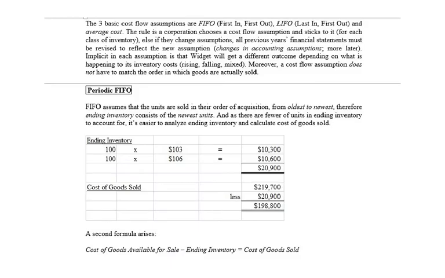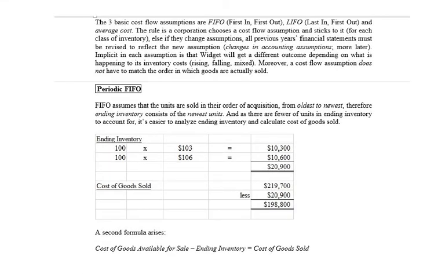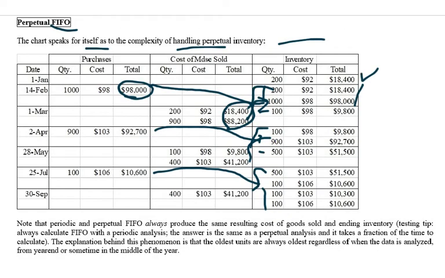There it is. Okay, got to put it up when I was setting this up. So again, the periodic analysis, whoops, got to freeze that in place, that would help, is this right here, 100 at 103, 100 at 106. There was your total there, 20,900. And if I go back to our analysis here, we would get 20,900.